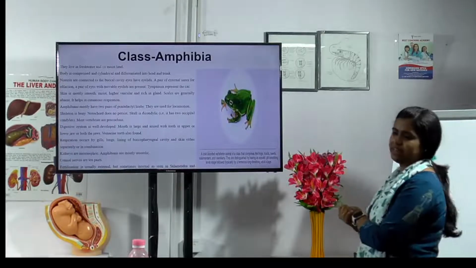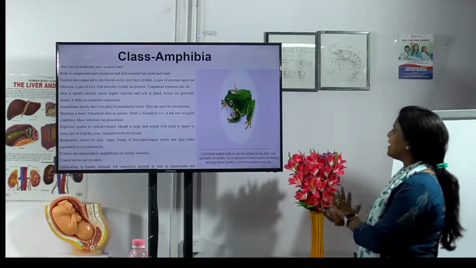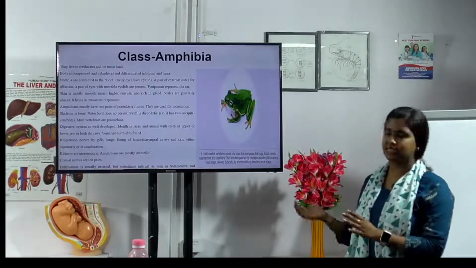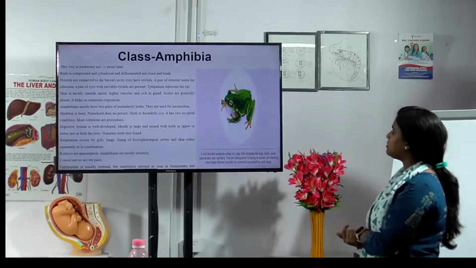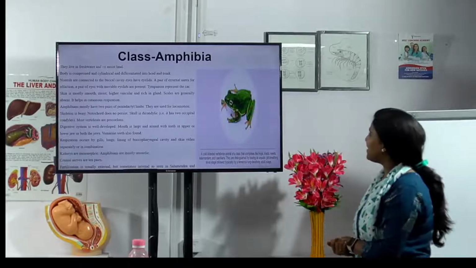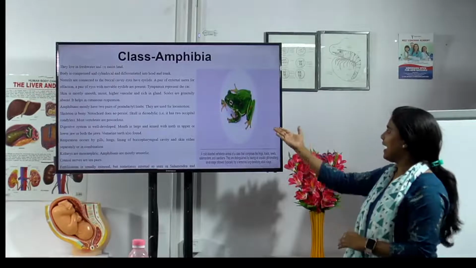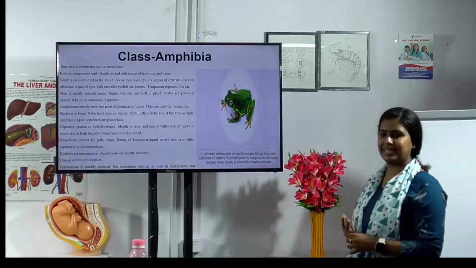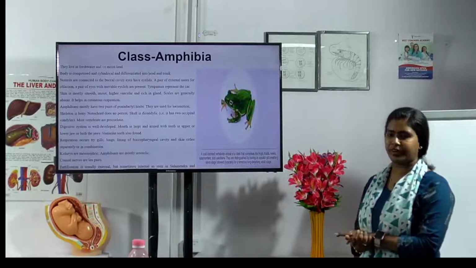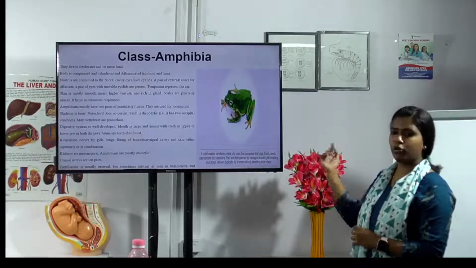Okay, the body is compressed and cylindrical and differentiated into head and trunk. The nostrils are connected to the buccal cavity, and the eyes have eyelids, and a pair of external nares for olfaction, and a pair of eyes with movable eyelids are also present. And the tympanum represents the ear. Skin is mostly smooth and moist in frogs, highly vascular and rich in glands, and scales are generally absent here, and it helps in cutaneous respiration. Amphibians have 2 pairs of limbs, which are used for locomotion.